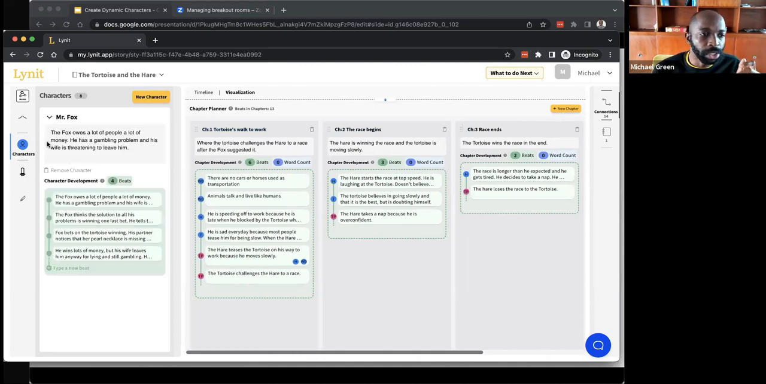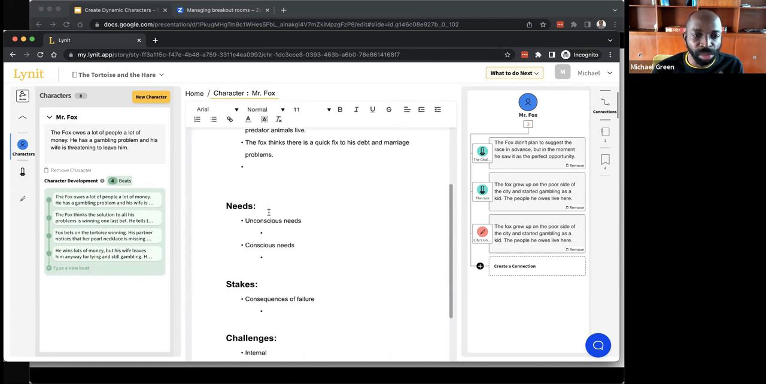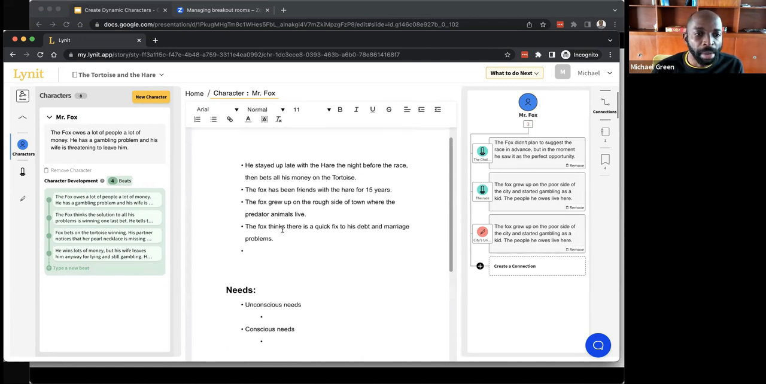So we're going to enter the character of the fox. Here on the side, I already have some beats created for him, but we can ignore that for now. I want to focus on the needs, where we're just capturing the structural parts. To give you more background on the fox, in the description you can see that he owes a lot of people a lot of money and has a gambling problem, and his wife is threatening to leave him.